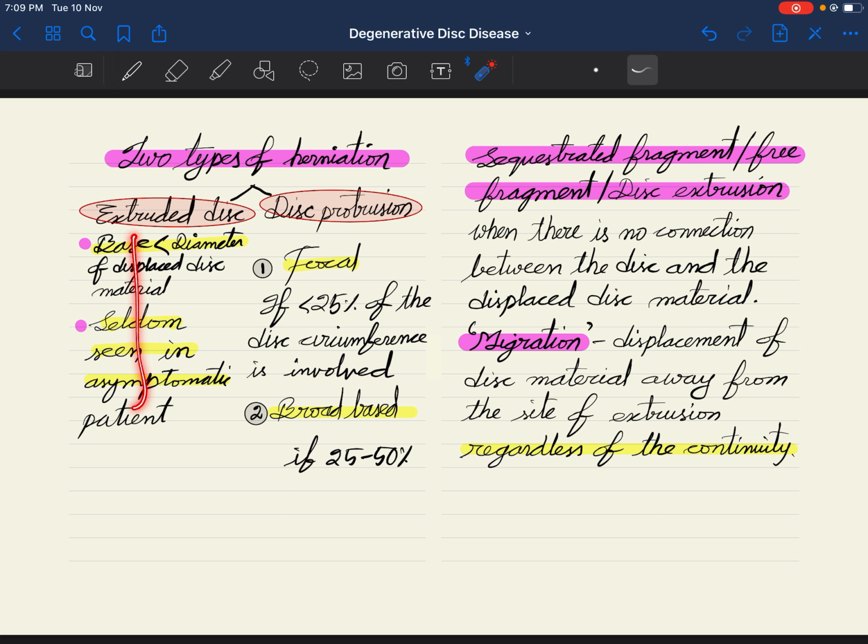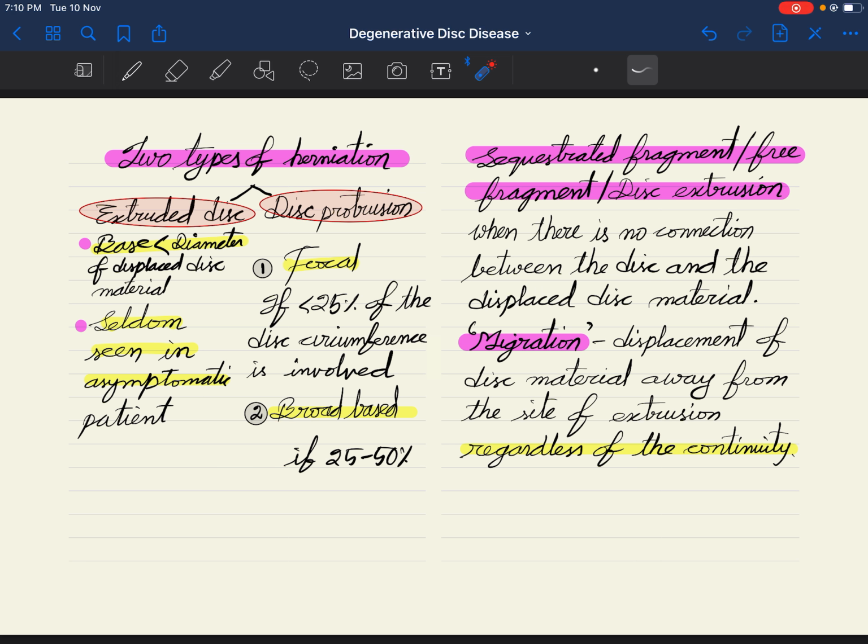Extruded disc is frequently seen in symptomatic patients, but disc protrusion may be focal or broad based. When less than 25% of the disc circumference is involved, it is called focal disc protrusion. But when 25 to 50% of the disc circumference is involved, it is called broad based disc protrusion.